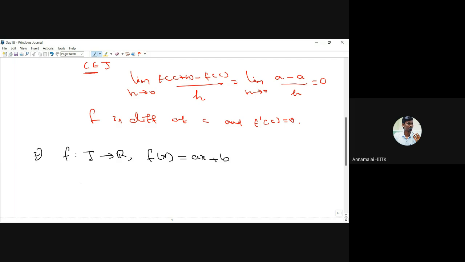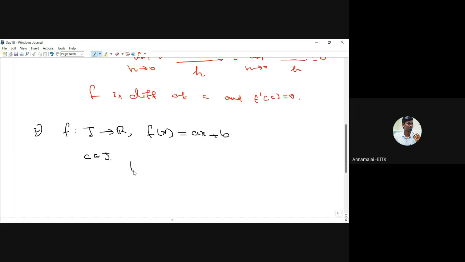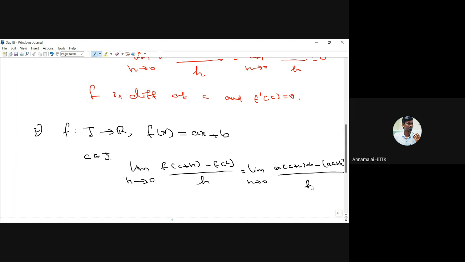Now, if we take some arbitrary point C in J, we have to check whether the function is differentiable at C or not. That means we have to find a limit: limit h goes to 0 of f of C plus h minus f of C, divided by h. So this is equal to limit h goes to 0, f of C plus h is nothing but a into C plus h plus b, minus f of C, which is ac plus b, whole divided by h.